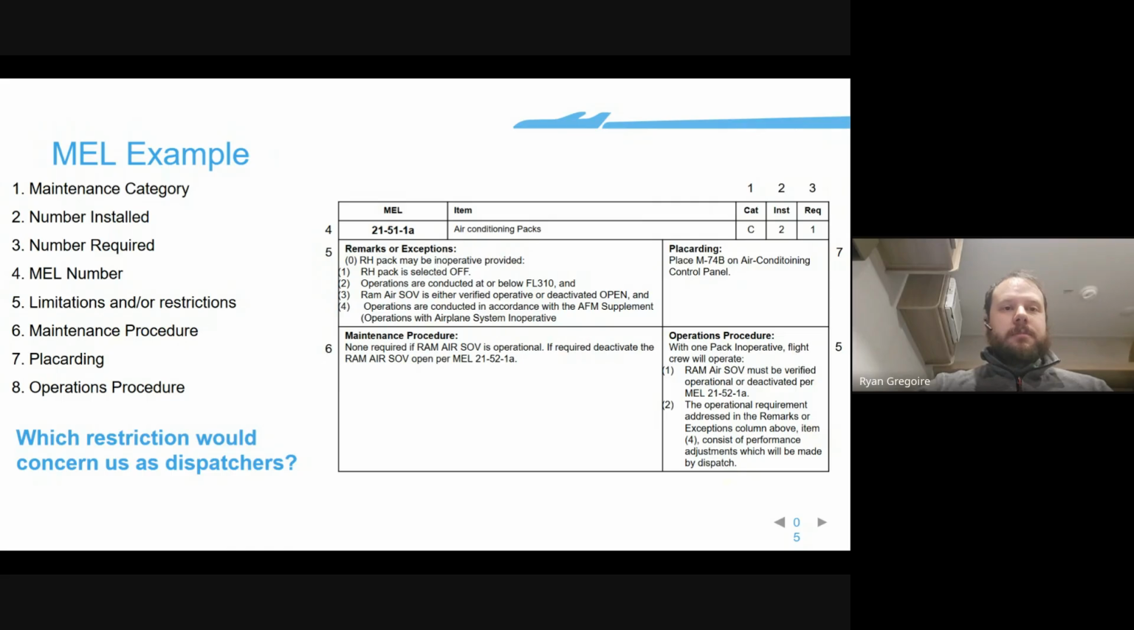So that remarks block, that's where we're going to find any limitations that we need to plan for as dispatchers. Going through the rest of the remarks, RAM air SOV is either verified operative or deactivated open. Again, not something that we're really needing to worry about as dispatchers. And then operations are conducted in accordance with the AFM, supplement operations with airplane systems inoperative. Again, that's going to be something for the pilots to look at.